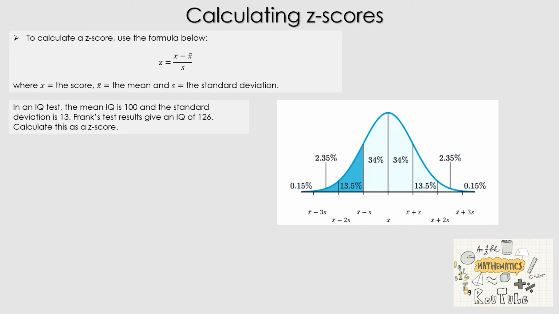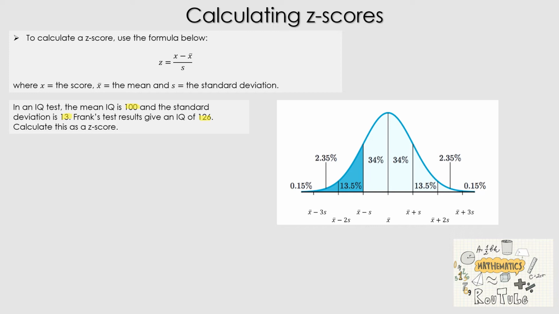Okay, and you'll see the bell curve on the right. We're going to have a look at how we can calculate Z-scores in multiple ways. Okay, so let's have a go at the first way first. So in an IQ test, the mean IQ is 100. Okay, in an IQ test, the mean IQ is 100 and the standard deviation is 13. Frank's test score gives an IQ of 126. Calculate this as a Z-score.